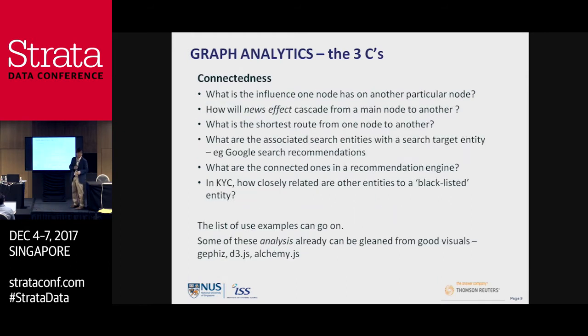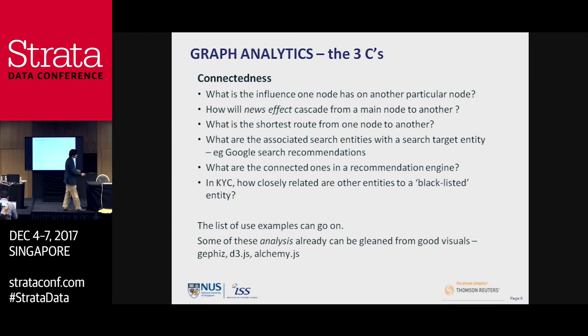The next C is connectedness. How are nodes linked together? What are the questions that you can ask in the various contexts? What is the influence one node has on another particular node? Suppose in a Facebook context, if something happens to friend A, how would that impact another node? It could be 1 degree of separation, 2 degrees of separation. And here we're all talking about connectedness.